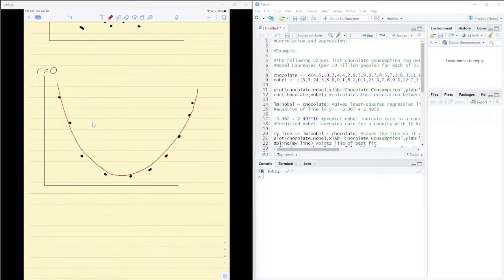It could be quadratic, it could be some cubic relationship like that. It could be something like a sine or a cosine relationship like that. Just anything that's not a line. Correlation is not the right measurement to study that relationship.